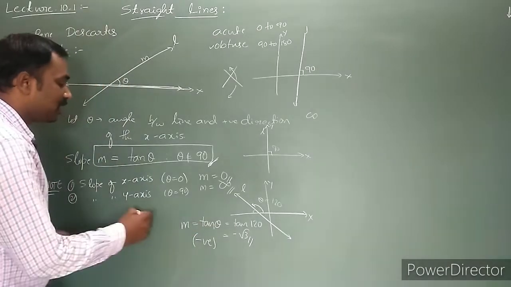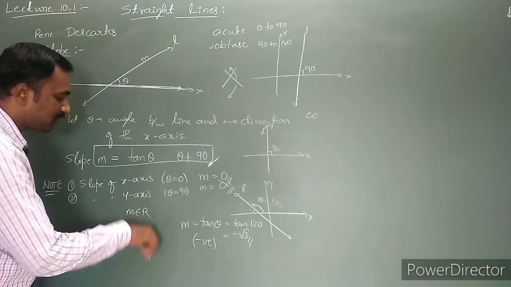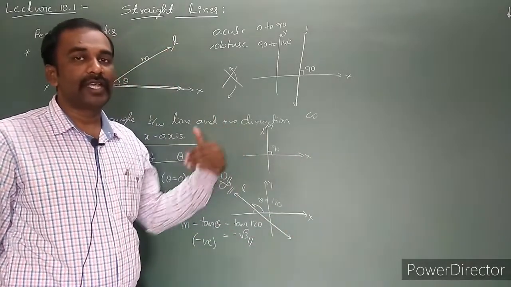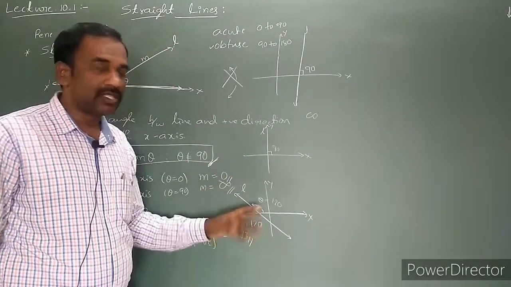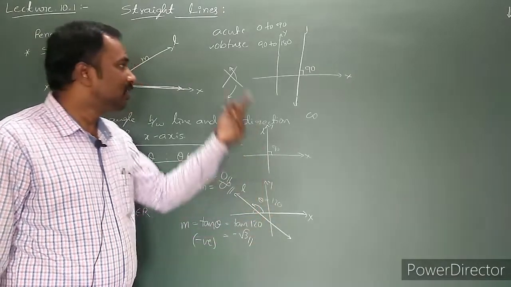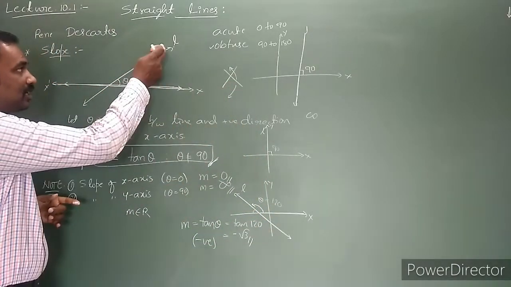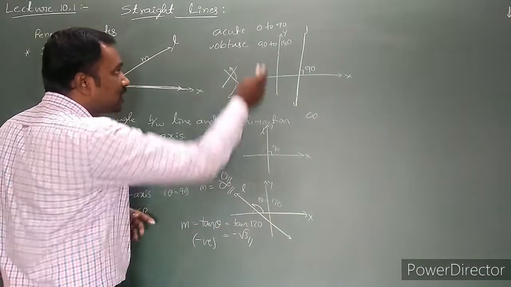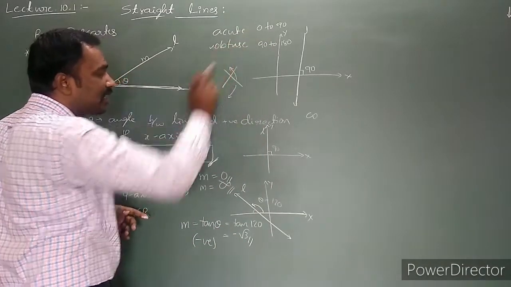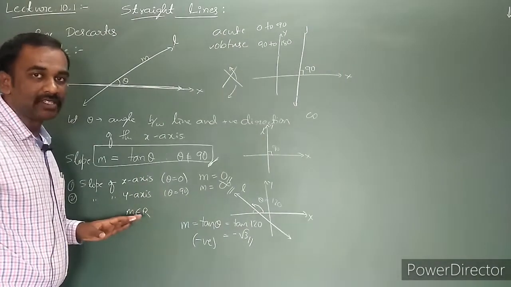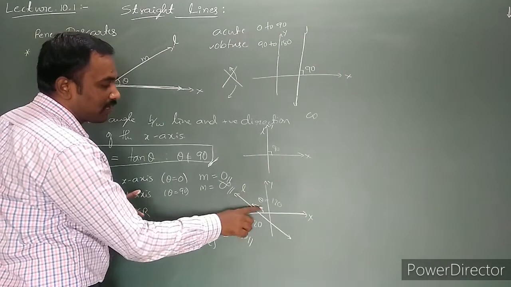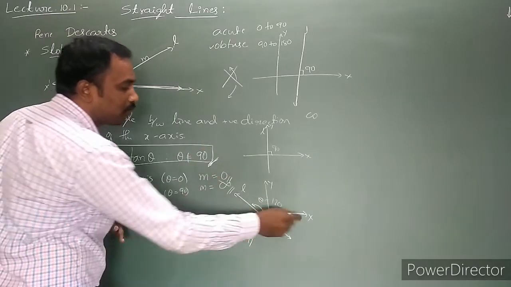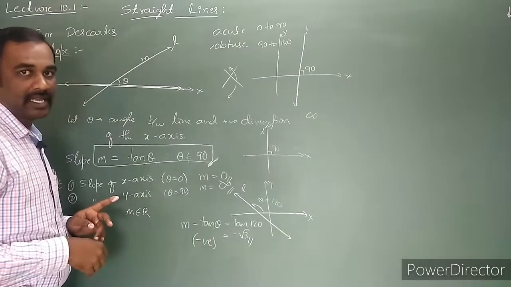Slope is any real number. M is any real number. Either we can get a positive value or we can get a negative value. If the slope is positive, that means the angle between the line and the x-axis is an acute angle. If the slope is negative, it means the angle between the line and the x-axis is an obtuse angle. That is the thing. And a very important thing we have to take: this given angle must be with the positive direction of the x-axis.